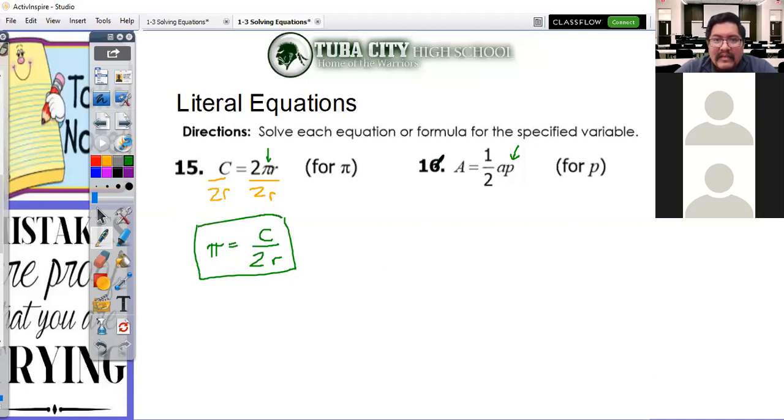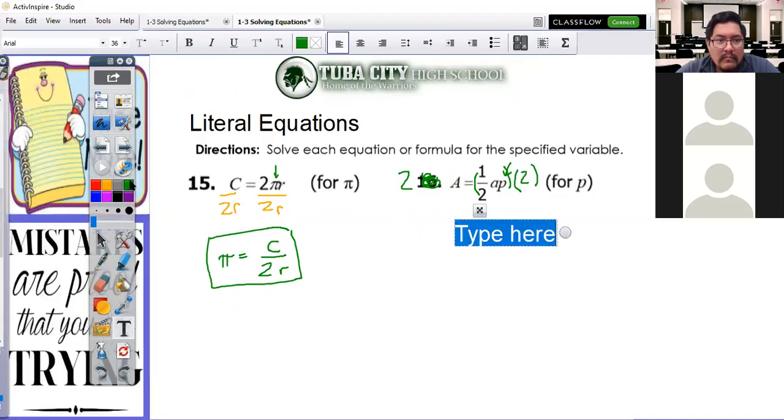So again, it makes a lot more sense to know how these things work out. So what I'm going to need to do is multiply both sides by 2. Now I'm still trying to get this P by itself. So 2A equals, and now half of 2 is 1, the multiplicative inverse, if you will, which if you remember, was one of the first lessons we did.